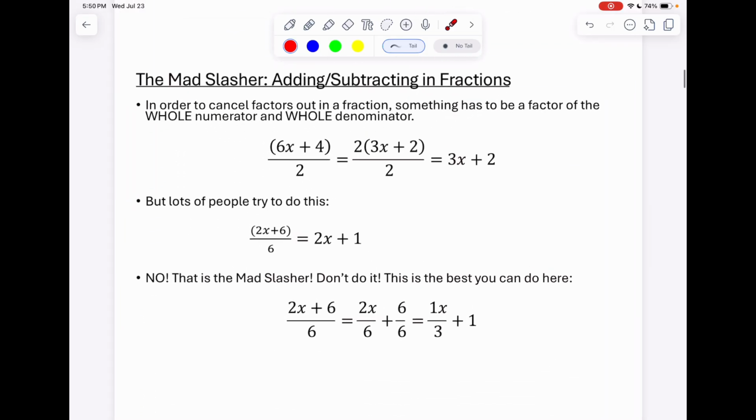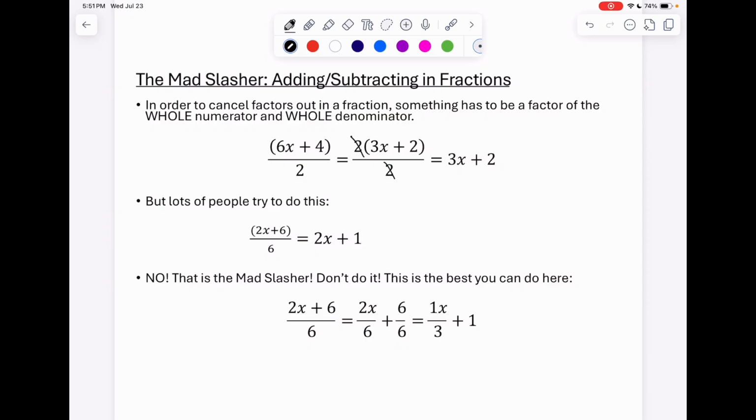Now watch out for the mad slasher when you're adding or subtracting fractions. In order to cancel a factor out of a fraction, something has to be a factor of the whole numerator and the whole denominator. So if we're looking at something like this guy here, you can see that 2 is a factor of 6x and it's a factor of 4. So when I factor it out, basically undistributing it, you can see they're the same, because if I multiplied the 2 times both of these, I would get this guy, right? I factored a 2 out and then I can reduce it.